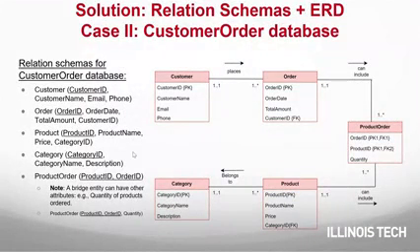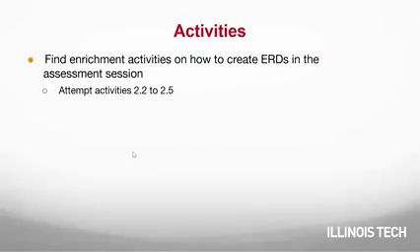So a question might be, given the business rule, present an ERD. The other question could be, given the ERD, present the business rule. The other question could be, given the ERD, present the relation schema. So this is all what this lesson is about. Refer to the activity section where you're going to find activities 2.2 to 2.5, and these activities are going to enrich your understanding on how best to create ERDs in our relational database design.